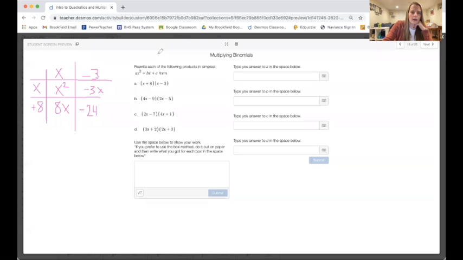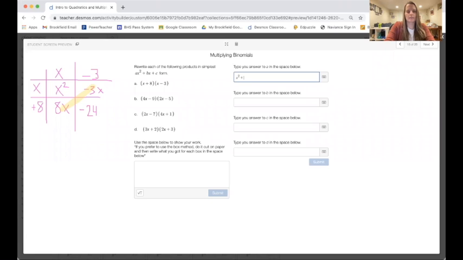Be sure to combine your like terms. So 8x and negative 3x gets me 5x. So I'd end up with x squared plus 5x minus 24. Right, so I just would have to combine 8x minus 3x is 5x. And then that's how I got to this answer.